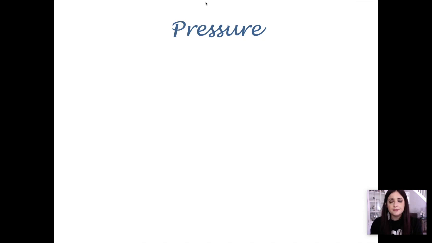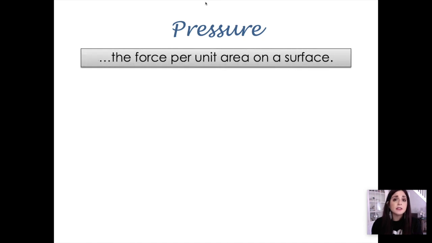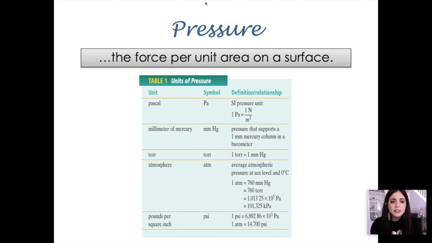Let's talk about pressure. Of course, gases are compressible, and as a result, we can increase the pressure of gases. Pressure is just the force per unit area on a surface. So if you put air in your tires, you increase the pressure of your tires, there's more force per unit area inside the tires. And there's a lot of different units of pressure.